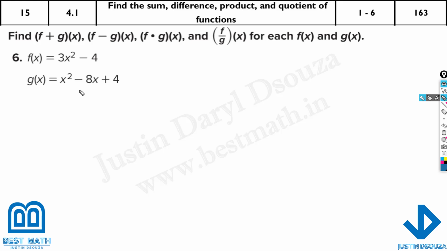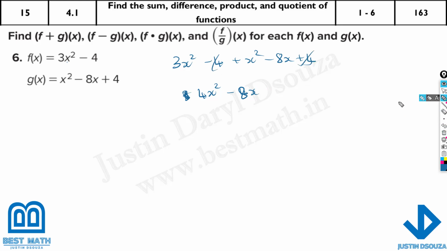Here we have again two quadratics. So let's add them up. 3x squared minus 4x plus x squared minus 8x plus 4. And this becomes not 3, it's just 4x squared minus 4x minus 8x. And it is 0 because why? Minus 4 plus 4 cancels off. It will be 0. So this is it.